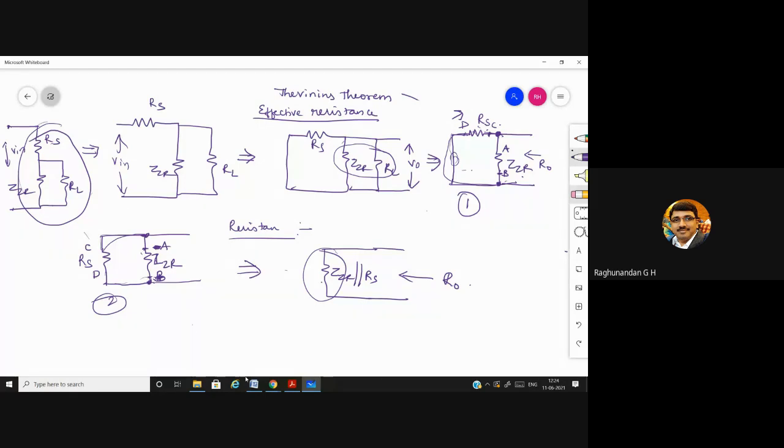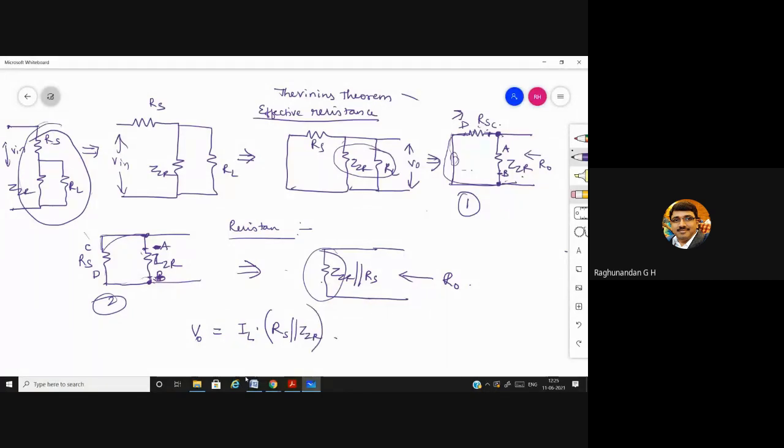Now by Ohm's law, we have V equals I into R. Our intention is to find the output voltage. So make this the output voltage. Output voltage means obviously there is current flowing through the load, so make it RL. From all these steps, we came to know the effective resistance. So the effective resistance is RS parallel to ZZR.